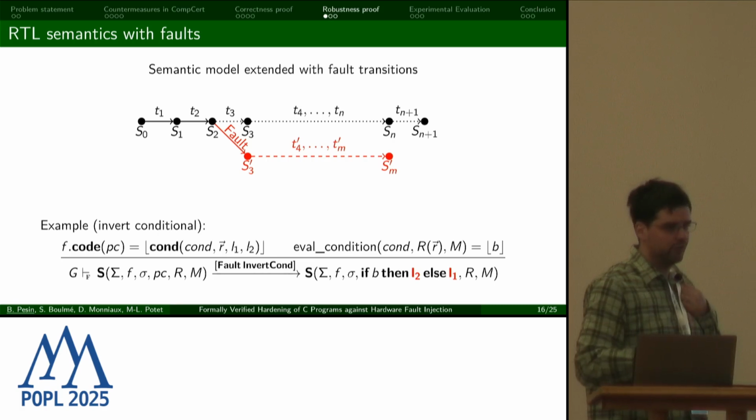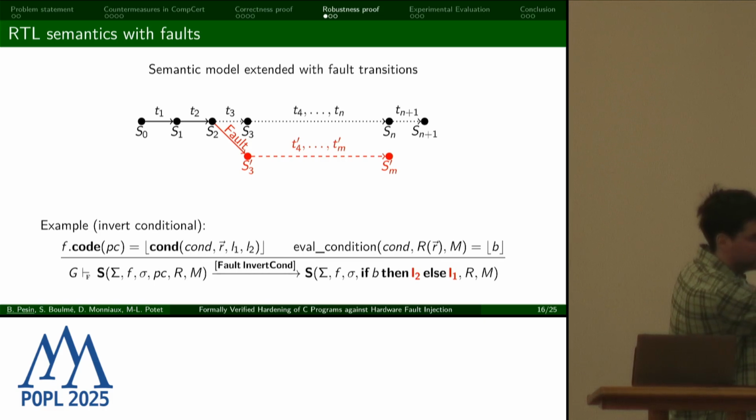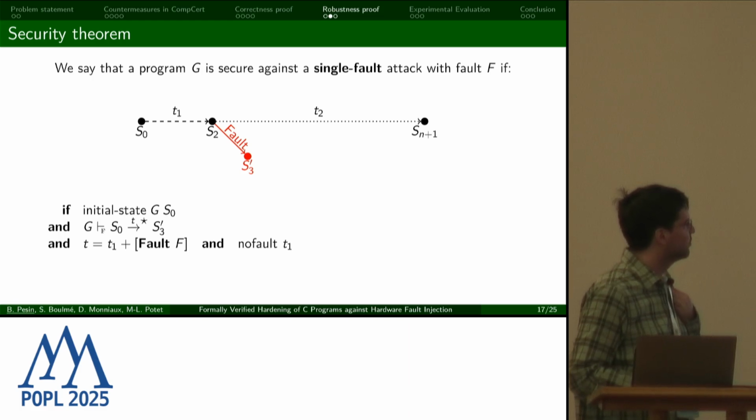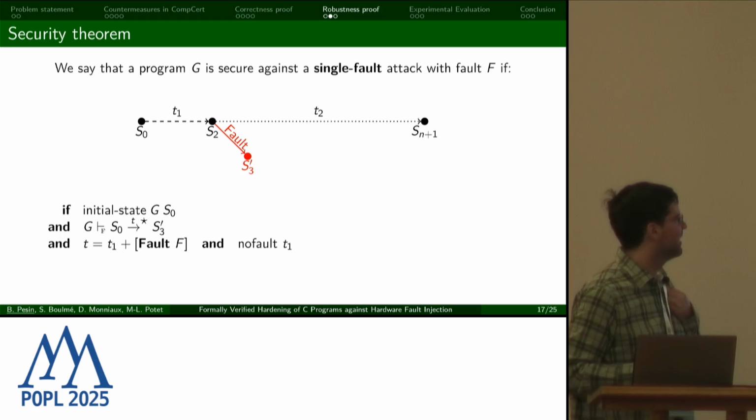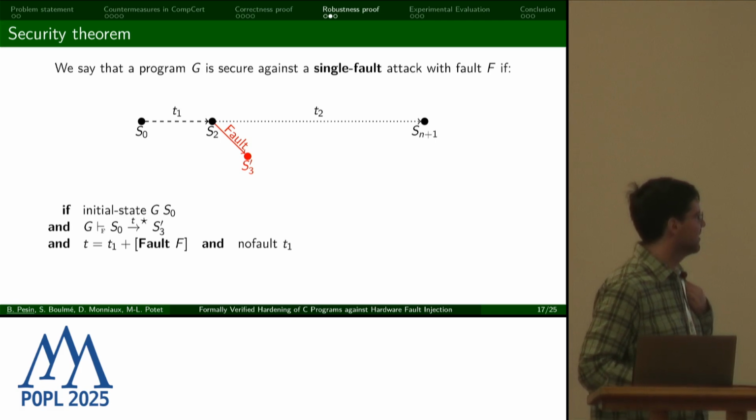So here is the one for the inversion of a conditional. It's exactly the same as the rule for conditionals that we saw a few slides earlier, except at the end here, L2 and L1 are inverted. And so we define what it means for a program to be attacked, and now we can define what it means for a program to be protected against an attack.